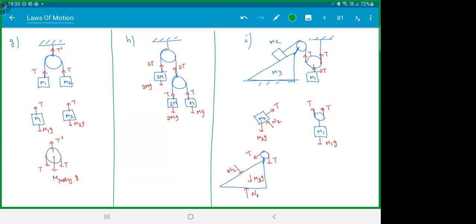Clear? Any doubts on this? Please ask. Since the pulley is fixed to the wedge, it has to be included. If you say, sir, I don't want to take the pulley, the problem is then you will have to take the rod's force also, and I don't know how to find that. So always include the pulley in the FBD.